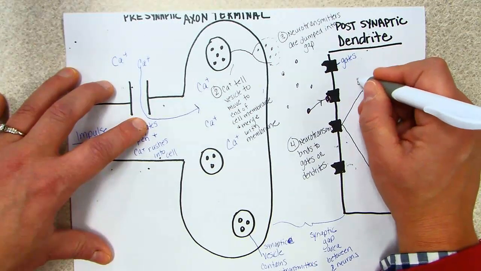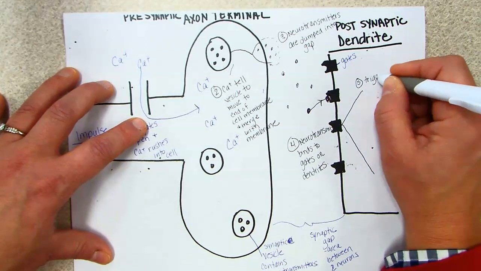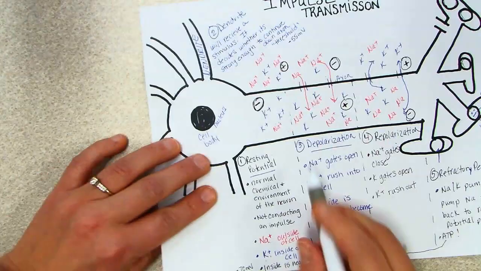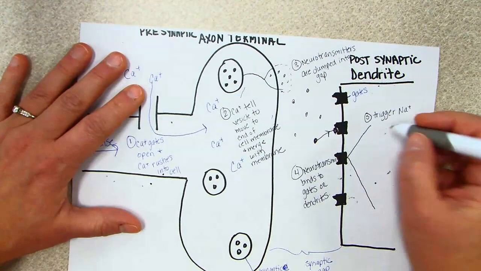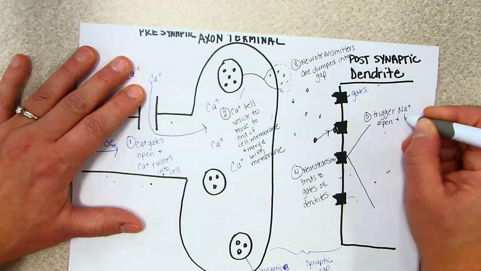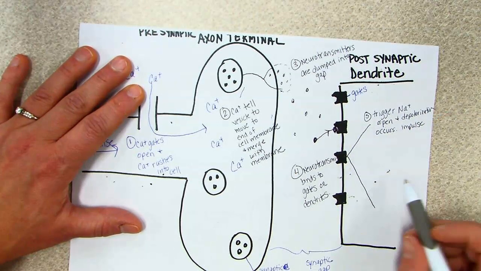Once they bind, one of two things will happen. So the first thing that could happen is that it's going to trigger sodium gates to open, which, let's go back, right? We triggered sodium gates to open here, so now we're going to depolarize, right? So it triggers sodium gates to open, and depolarization occurs. And we get impulse transmission, right? The impulse will continue down the next neuron.